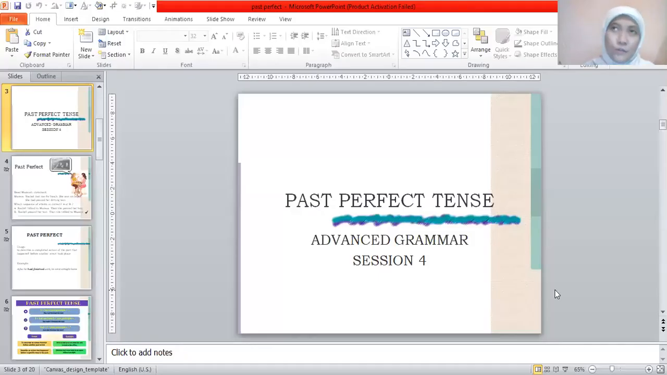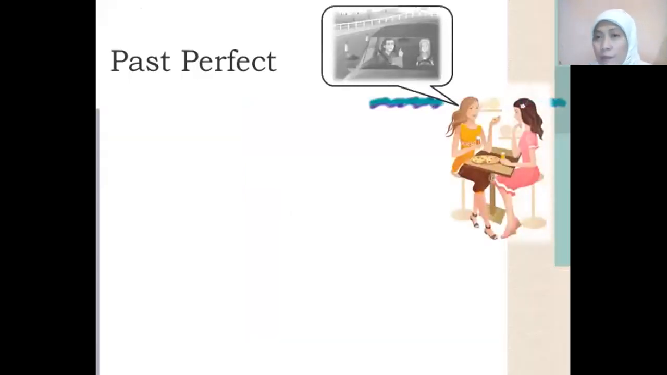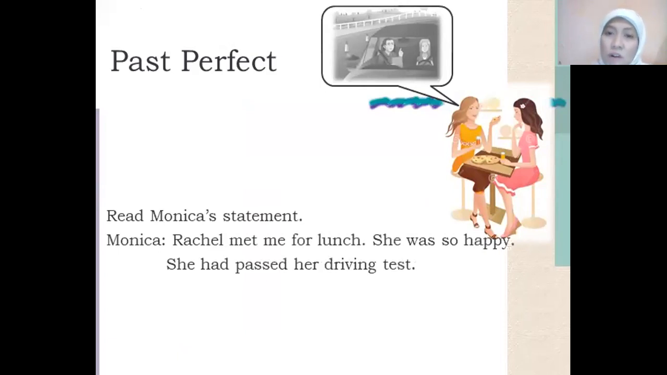Now, let me start. So today in session 4, we are going to learn about past perfect tense. To start our session, I will give you an illustration. Let us see. In this illustration, you can see there are two girls. They are chatting. Their names are Monica and Rachel. Let us read Monica's statement. Rachel met me for lunch. She was so happy. She had passed her driving test.